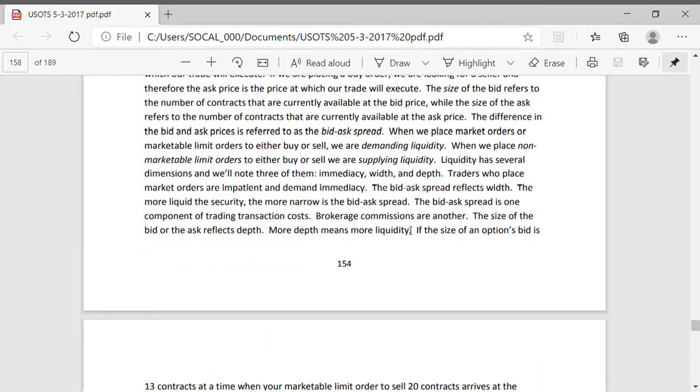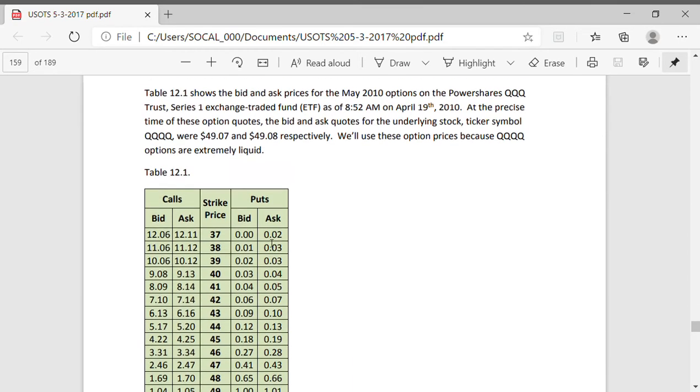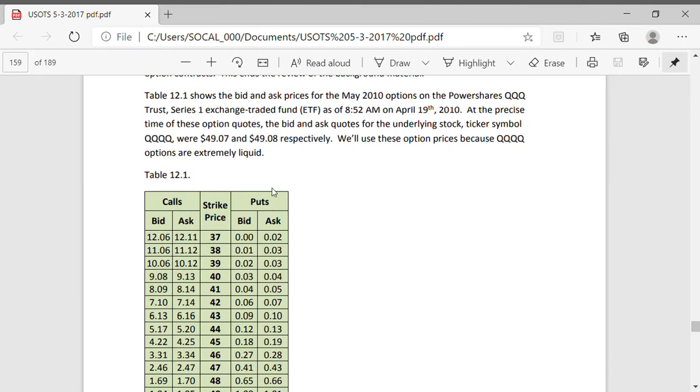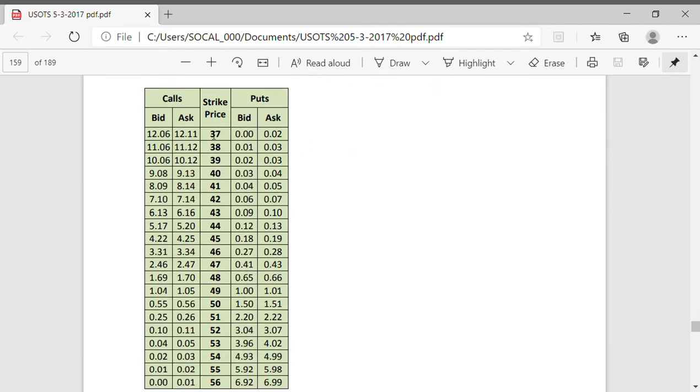That's quite interesting. So we start off by looking at this data. This data is showing the bid and ask prices for calls and puts with the strike prices as indicated down the middle. At the time this data was obtained, the underlying stock was bidding 49.07 and asking 49.08. Okay? Now, here's the data.